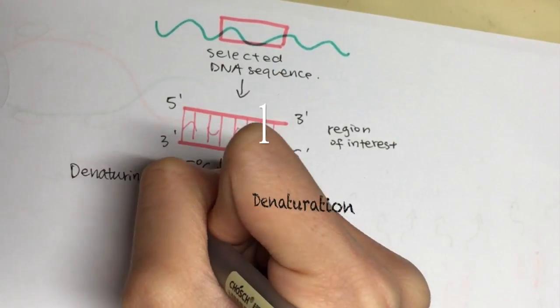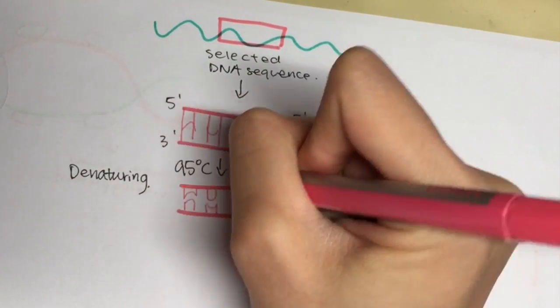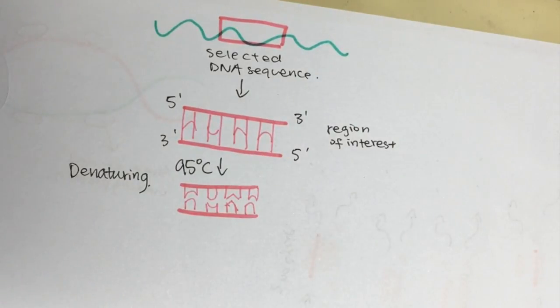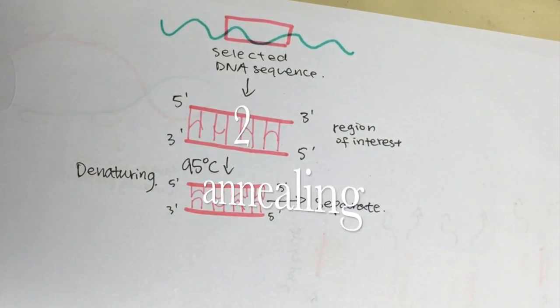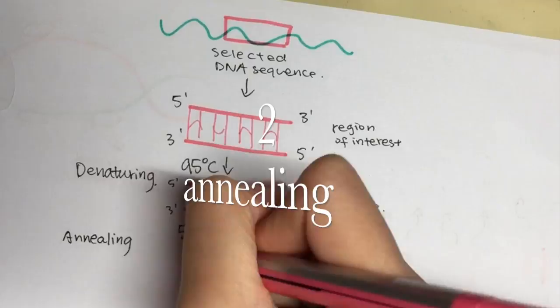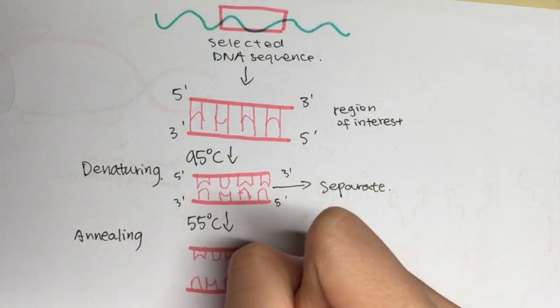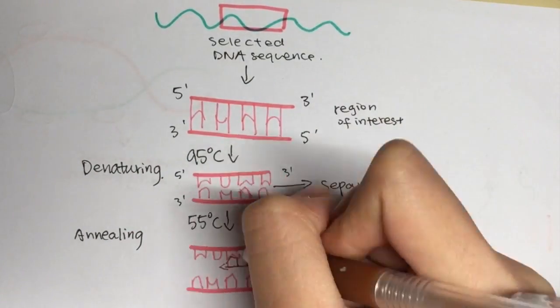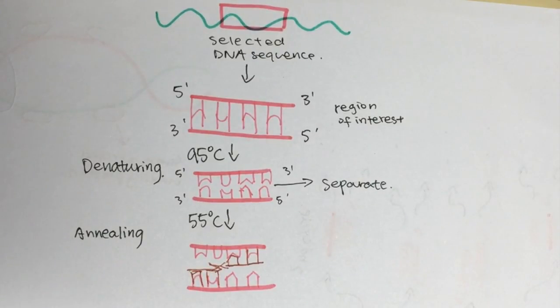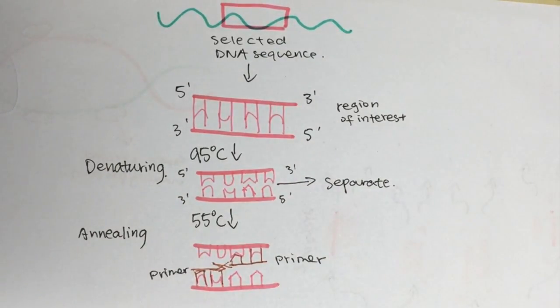Denaturation. The DNA sample is heated to 95 degrees Celsius to separate the two strands. Annealing. The DNA sample is then cooled down to 55 degrees Celsius so that primers can bind to their complementary sequences on the single-stranded template DNA.